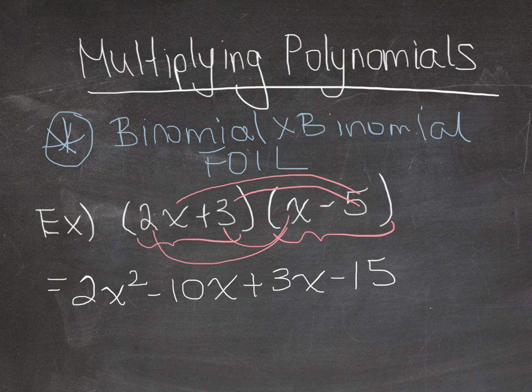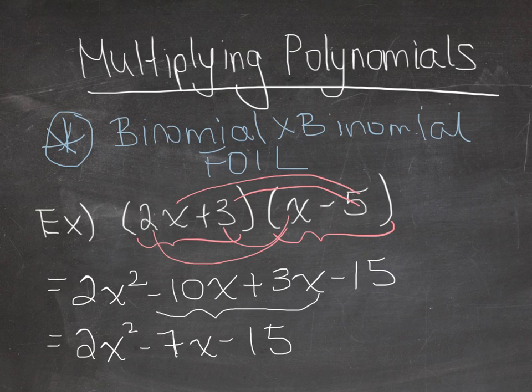Okay, so that's how I multiply a binomial times a binomial, and then I just want to finish it off by collecting any like terms that I see in there. So I do have a negative 10x and a positive 3x, so I can bring those together. So I have 2x squared minus 7x minus 15. Okay, so that would be that product there.